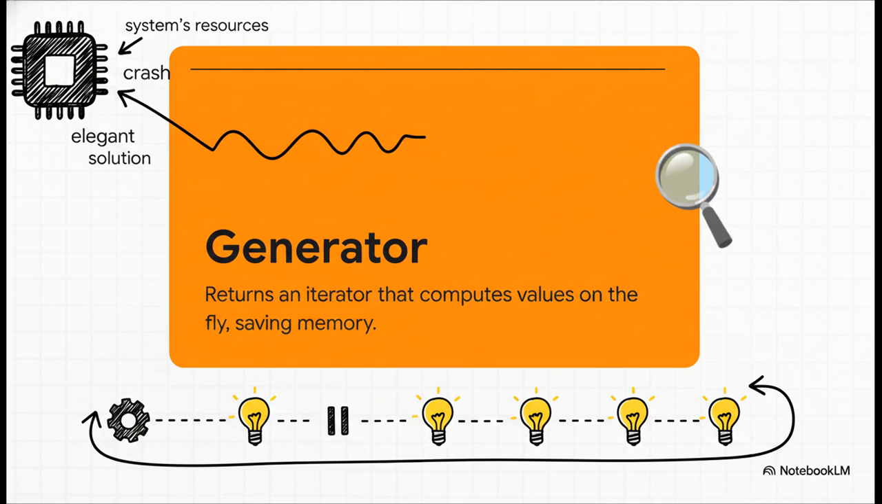So the absolute crucial point here is this. Instead of demanding all your system's resources upfront to calculate every single item in a massive sequence, a generator is incredibly patient. It calculates just one single value, hands it directly to you, and then essentially goes to sleep until you explicitly ask for the very next one.